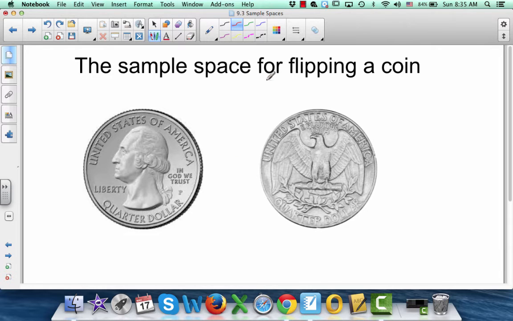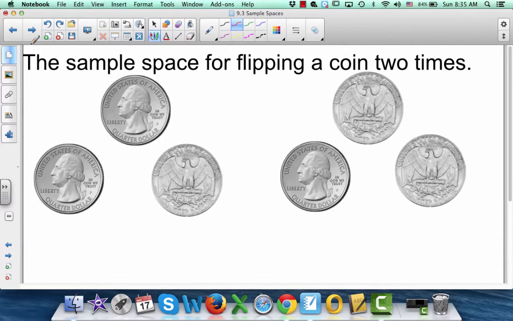The sample space for flipping a coin: you could get a heads or you could get a tails. Those are the two possible outcomes for flipping a coin one time. So that would be the sample space.